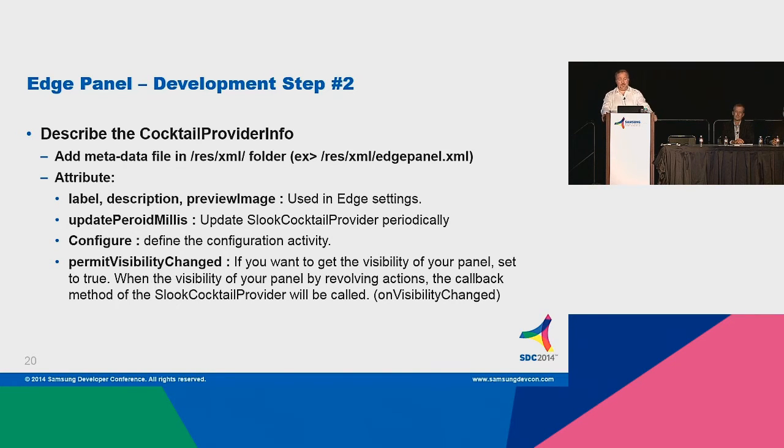Label specifies the name of the edge panel. Description specifies the description of the edge panel, and preview image specifies a preview of what the edge panel will look like. For updating, we use updatePeriodMillis to define how often the edge panel framework should be requested to update. It's worth noting that it's not an exact timing, so don't rely on putting in, say, 10 milliseconds and expecting 10 milliseconds for that.